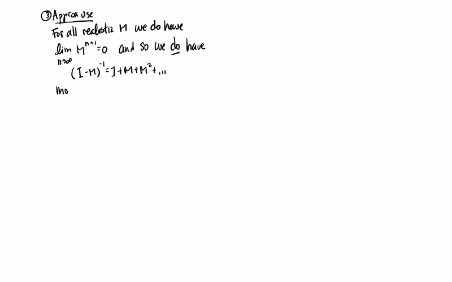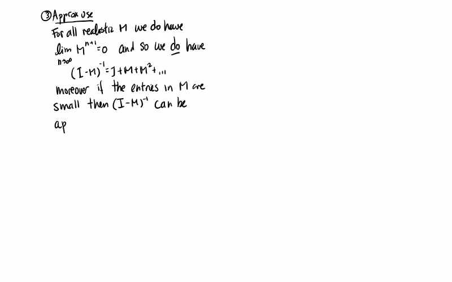But moreover, what makes this more interesting is that if the entries in M are pretty small, which they often are, then this thing that we're looking for, I minus M inverse, can be approximated by a finite sum: I plus M plus dot dot dot plus M to the, say, T for some T.